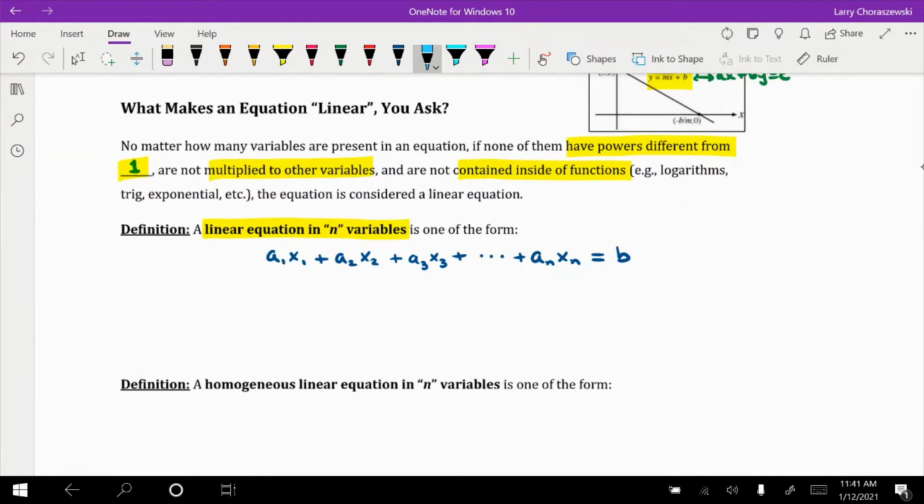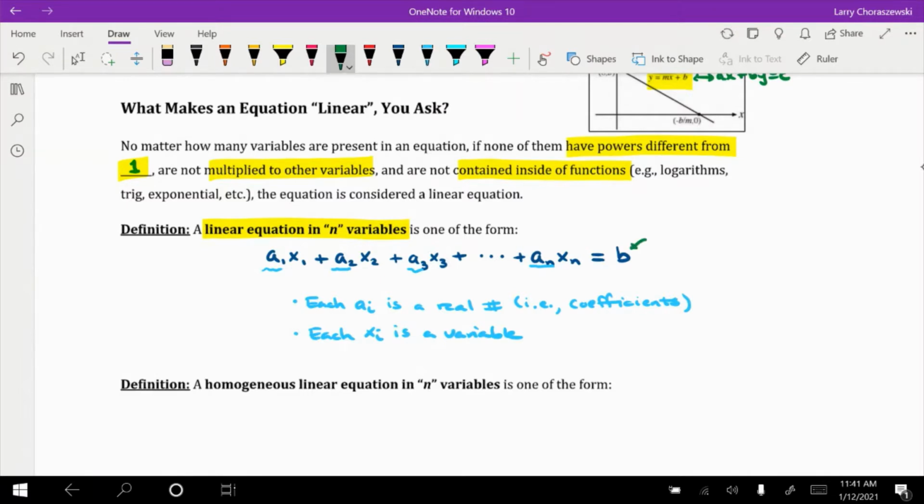Now, each one of these a subscripts, I'll make a little note here, each a sub i is a real number, i.e., they're coefficients. Okay? And then each x sub i is a variable. So we could technically say that this is a linear equation in the variables x sub 1 through x sub n.